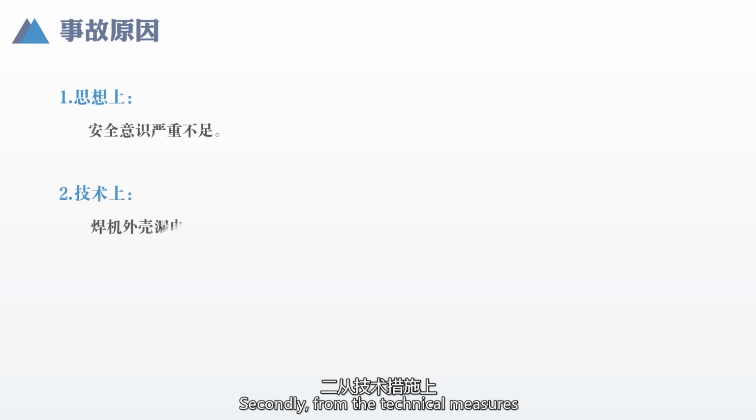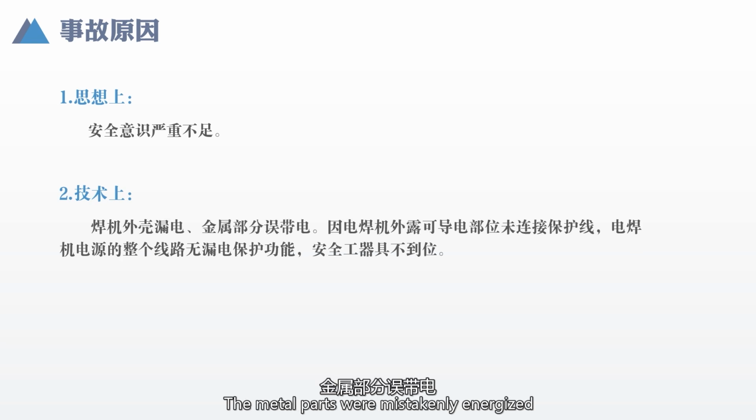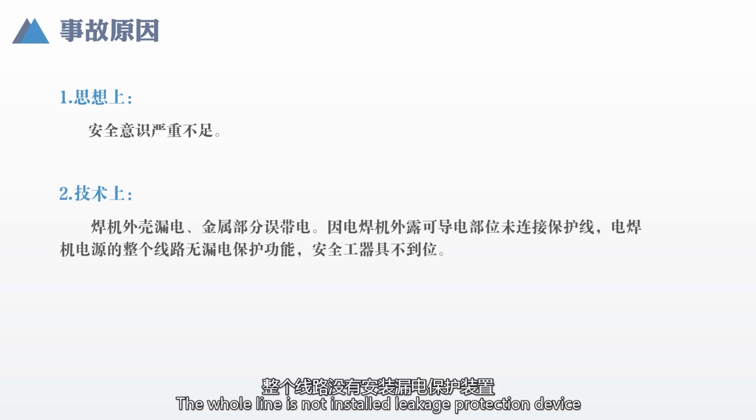Secondly, from the technical measures, the welding machine shell leaks electricity. The metal parts were mistakenly energized because the welding machine's exposed conductive parts are not connected to the protective wire. The whole line is not installed with a leakage protection device.